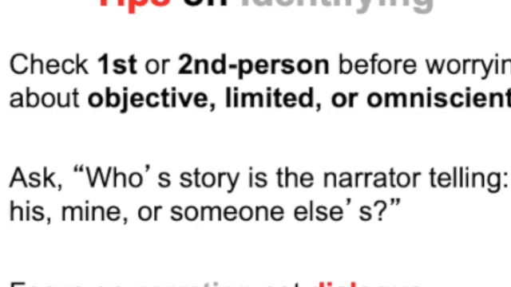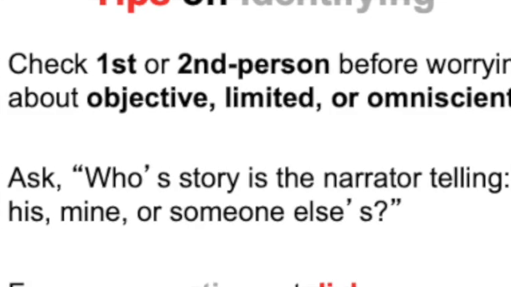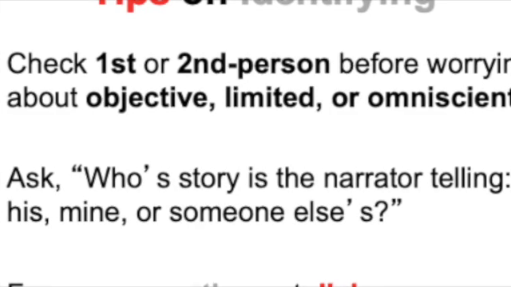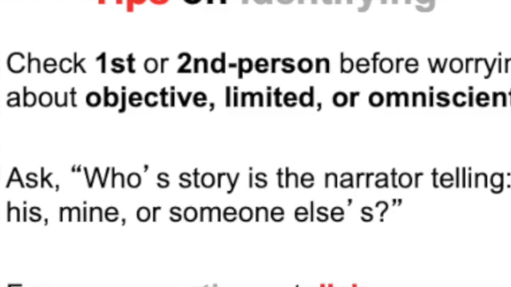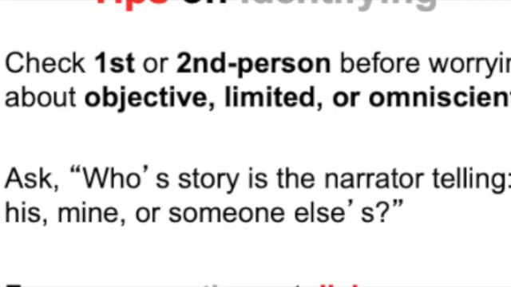And again, remember, we're looking at narration. Do not look at dialogue. What is in the quotation marks is the character's words, not the narrator's words. So we don't look at that. So let's look at our example here.